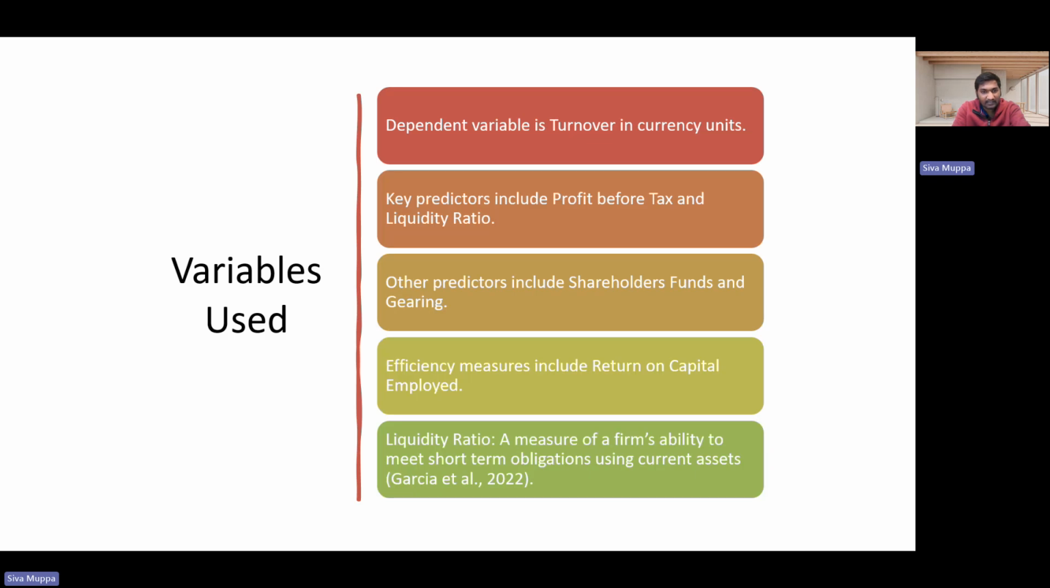Coming to the next slide, it's all about variables used. The most important is the turnover, where the predictors include profitability, capital structure, solvency, and scale of operations. Short-term solvency is approximate liquidity ratio. Equity capital is expressed in shareholders' funds. Gearing measures leverage, and return on capital employed is efficiency in capital use. The mean is the total of values divided by the size of the dataset.